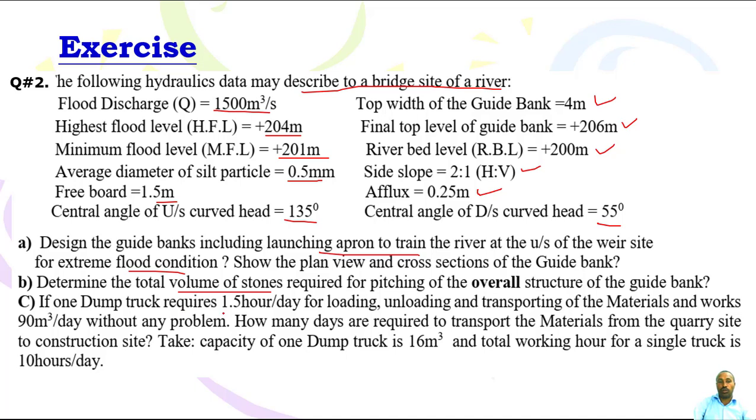Then, if one dump truck requires this many hours per day for loading, unloading and transporting of the materials, and it works 90 meter cube per day without any problem, how many days are required to transport the materials from the quarry site to the construction site? The capacity of one dump truck is 16, and the total working hour for a single truck will be 10 hours per day. So this is an exercise you can try.